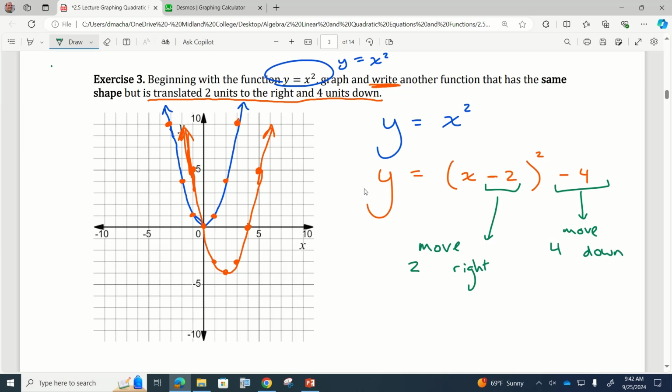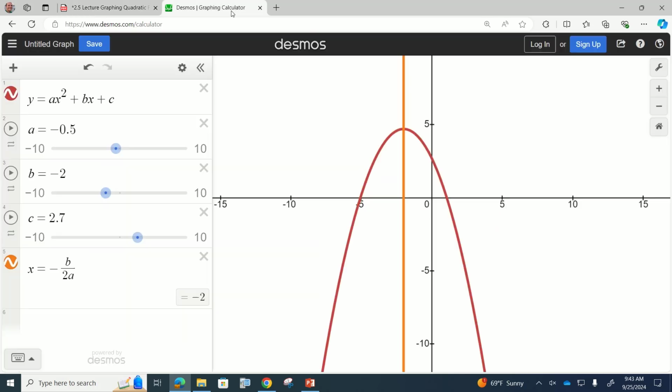What if I wanted to take that blue curve and move it 5 units up? Yeah, at the end of the equation there, I would add plus 5 instead of -4. Adding to the end moves it up. Subtracting from the end moves it down. But you keep the same shape because you still have the parentheses something squared.